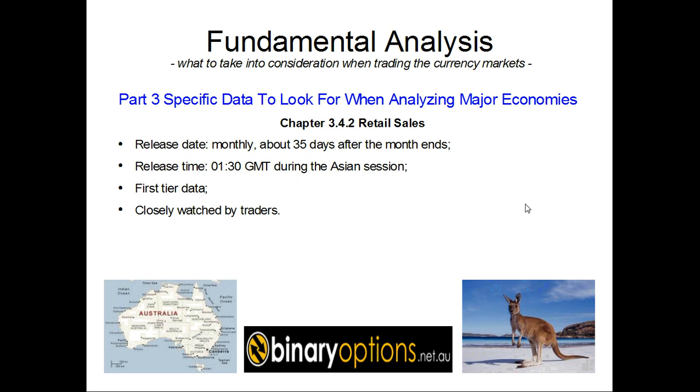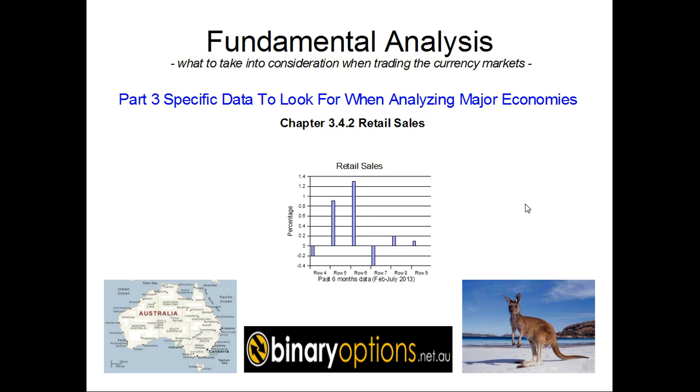The release date for retail sales is monthly, about 35 days after the month ends, at 1:30 GMT during the Asian session, and this one is a first tier data closely watched by traders.